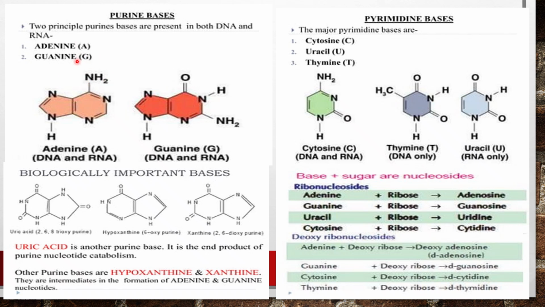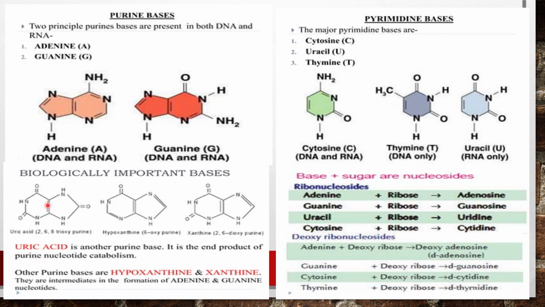A few biologically important bases are uric acid. We all know uric acid, the end product of purine metabolism. Then hypoxanthine, clinically very important, an intermediate of uric acid synthesis. Then xanthine, both are intermediates of uric acid synthesis.